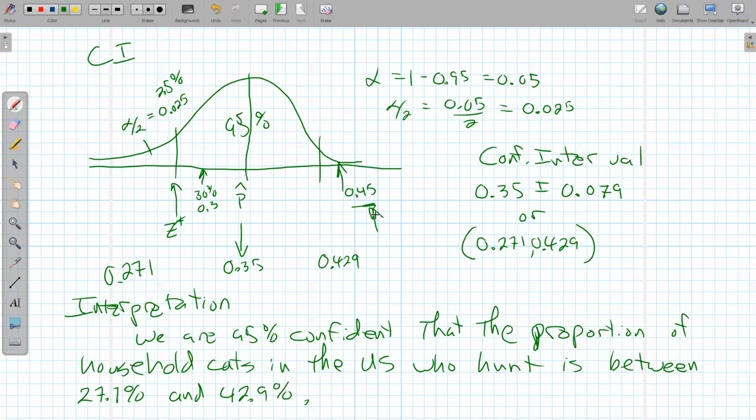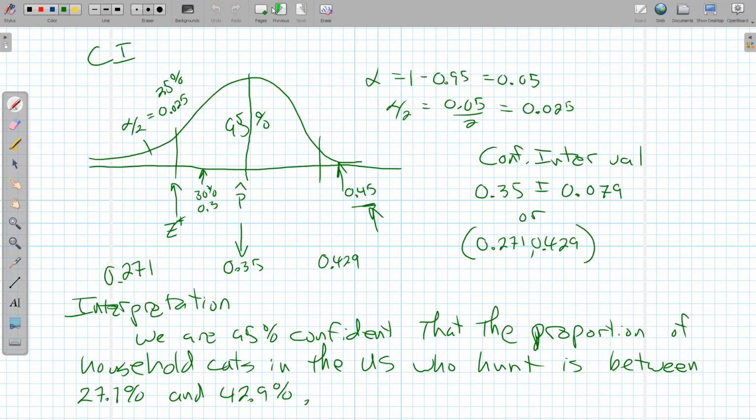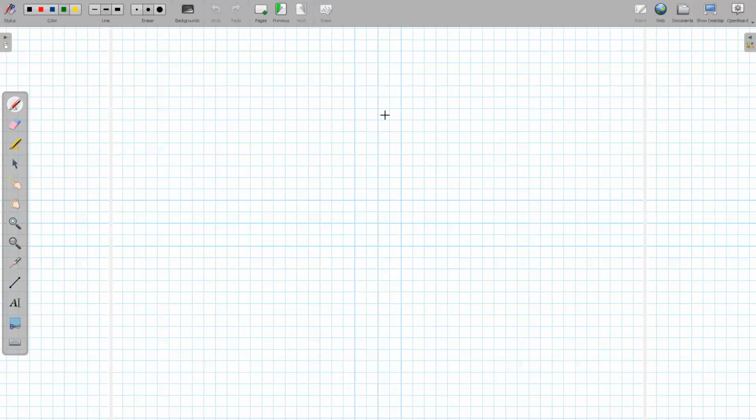So we're going to test to see how likely 45% is based on our sample of 49 out of 140 household cats in the US hunt. So that's the hypothesis test. Again, we're going off this data here. We have a sample of 140 US households with cats. 35% of those household cats hunt. And now we're going to test that 45. So we're moving on to a hypothesis test with the central limit theorem.